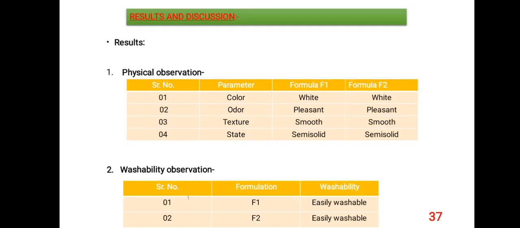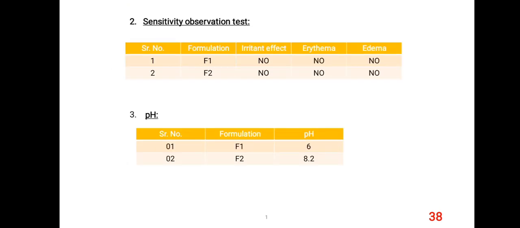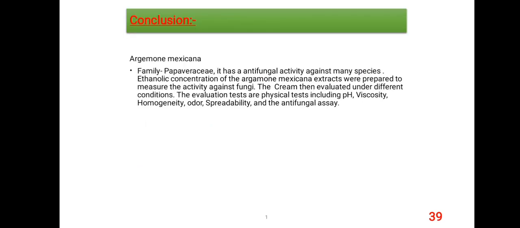Results and discussion. Physical observation: parameters are color, odor, texture, and state. We made 2 formulations. For both, color is white, odor is pleasant, texture is smooth, and state is semi-solid. Washability observation: both formulations are easily washable. Sensitivity observation test: for both formulations, no irritant effect, no erythema, and no edema were observed. pH of the formulations: formulation 1 is 6 and formulation 2 is 8.2.